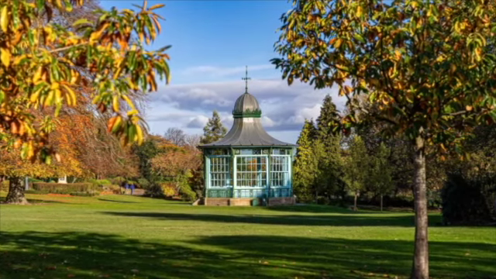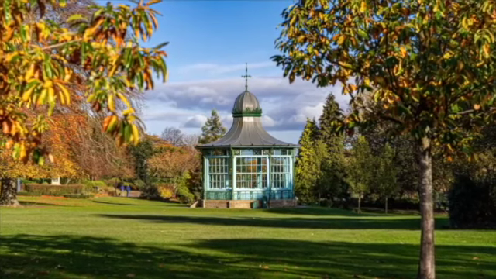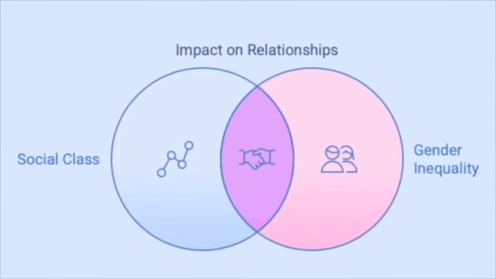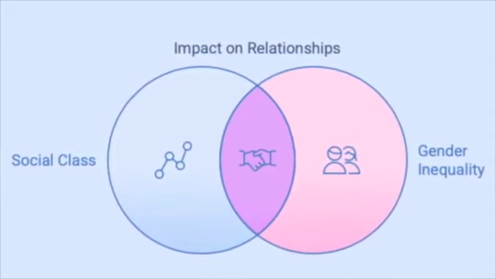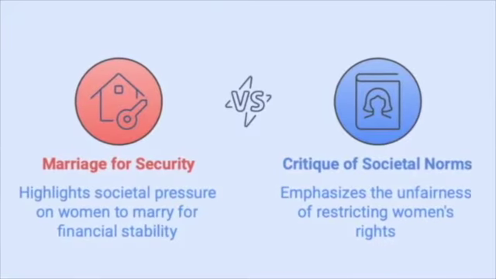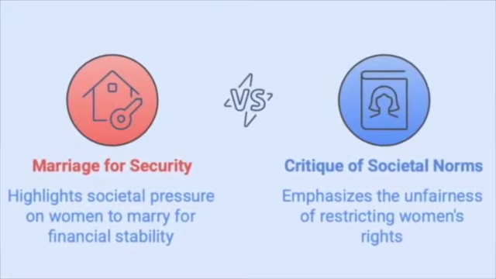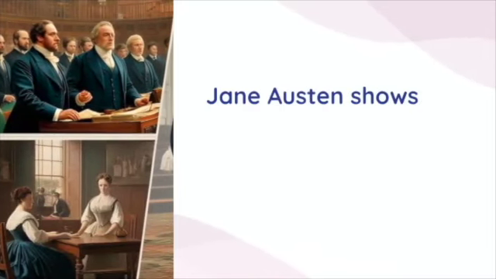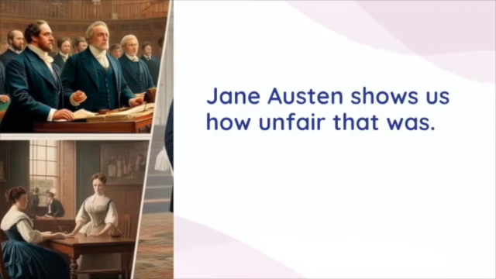The story takes place in England in the early 19th century. Back then, society had strict rules. Women couldn't inherit money or land. This meant many women had to marry to survive. The author, Jane Austen, shows us how unfair that was.